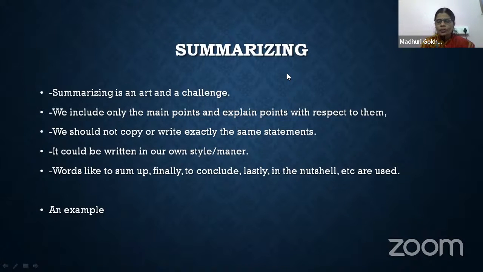Is there any question about summarizing? Anything that you want to ask? Is it clear to everyone? I hope it's clear to everyone. Okay. So I think that brings me to the end of my presentation.